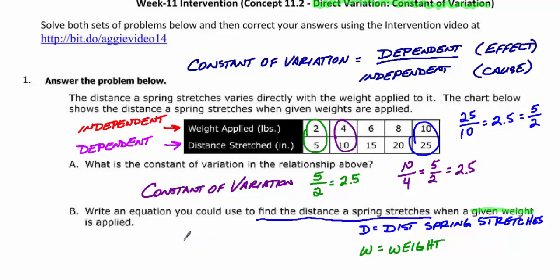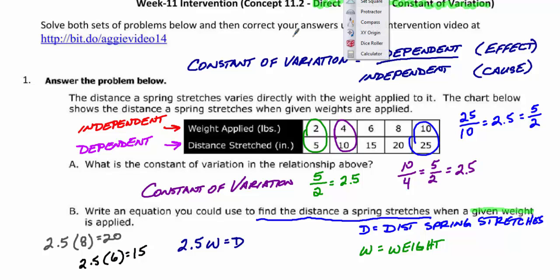If I take my constant of variation and I multiply it by the weight, I will get the distance the spring stretches. If I take 2.5 and I multiply it by 8, right here I get 20. 2.5 times 6, I get 15. I can know that formula is true. Let's just do a couple of those that I just mentioned. 2.5 times 8 gives me 20. I know from the table that that's one of those that works. A second one, 2.5 times 6 gives me 15.